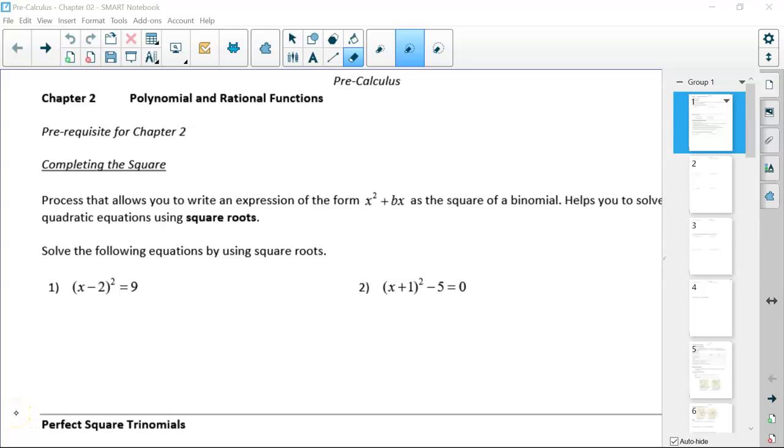Welcome back. We're starting chapter 2. We're going to be talking about polynomials and rational functions. Now, we need to talk about completing the square before we can really begin chapter 2.